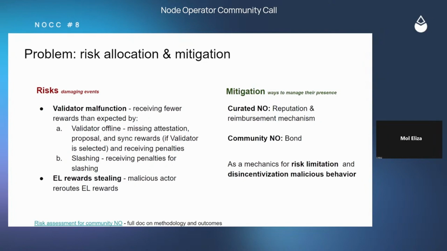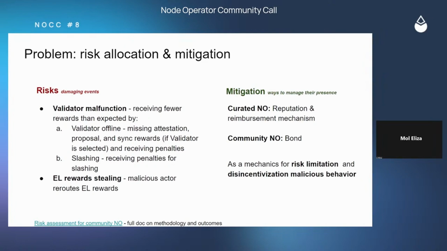I will be talking about risks, and mainly about risks involved with validator malfunction, whether it's going offline or slashing, or the risks of EL reward stealing by a malicious actor rerouting the EL rewards to different addresses. Of course, all of these risks could happen unintentionally or intentionally, and all of these risks should be mitigated to meet all stakeholders' expectations, not just the NO community, but also stakers and the DAO.